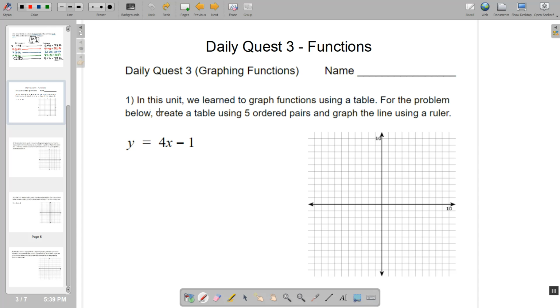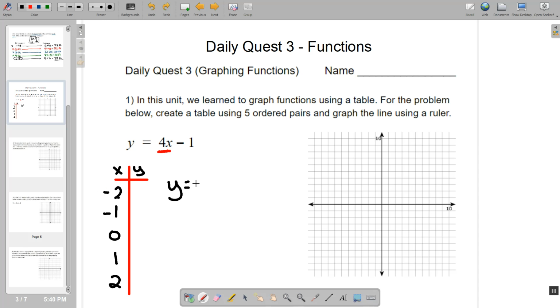For the first one, we learned to graph functions using a table. Now the good news on this problem is that there is no fraction involved. Therefore, when we're making our table, we only have one possibility that we are likely to use, which is x values of -2, -1, 0, 1, and 2. From here, we simply plug in our x into the original equation.